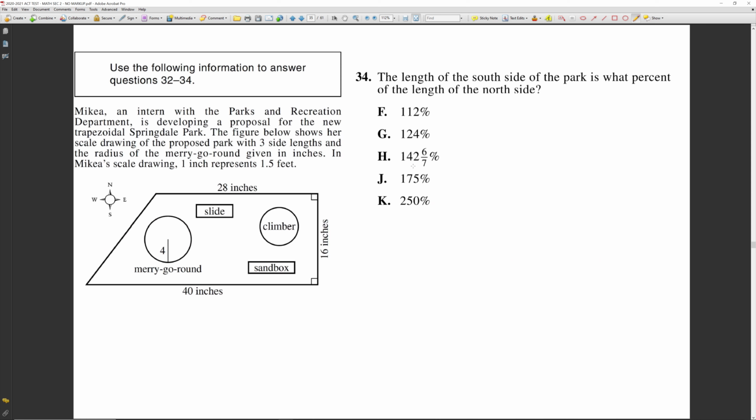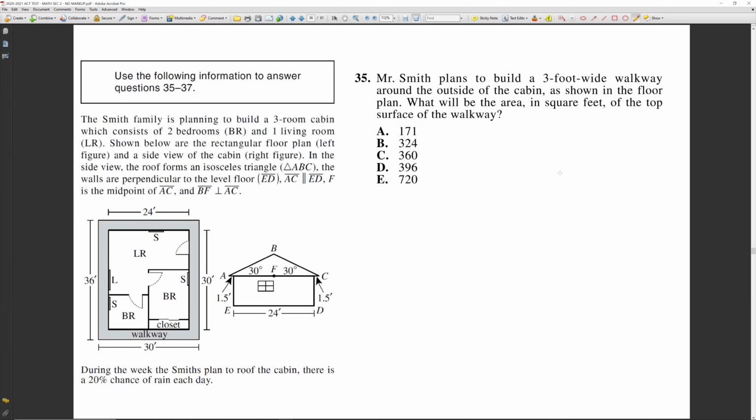Number 34, the length of the south side of the park is what percentage of the length of the north side of the park? So that's easy. That means you take the south side, which is 40 inches, and you divide that by the north side, which is 28 inches. So 40 over 28 is 1.42, and the only answer that comes close is H, because you do have to multiply this by 100, and that gives you 142%. And boom.